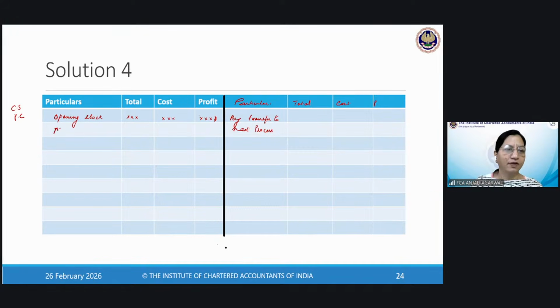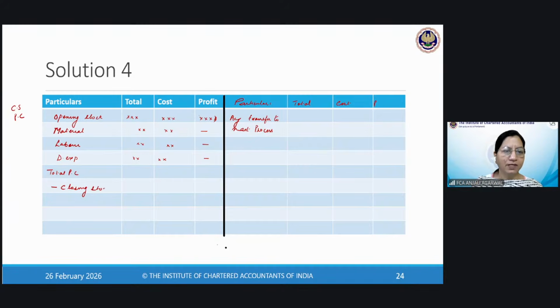Then you will have material cost incurred. There will be no profit in this because it is coming from outside. You will have labor expenses. Again, this will have no profit. You will have direct expenses, maybe or maybe not. This will again have no profit. Everything will be cost. Right? And then you will take the total of the prime cost for the period minus closing stock.